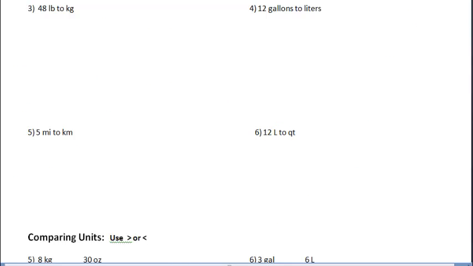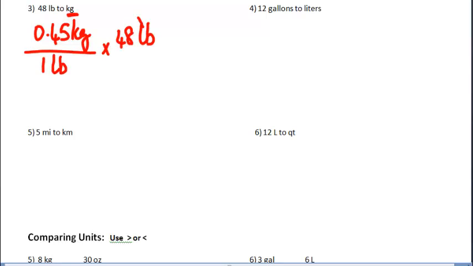Again, once you remember how to place the conversion factor, everything else is just a regular division or multiplication problem. Okay, in this case, kilograms to pounds, 0.45 kilograms, because that's what I need to figure out, over 1 pound, times the 48 pounds, cross out the pounds, multiply the 48 and the 0.45, and the answer is about 21.6 kilograms. The next one, I need to convert gallons to liters.